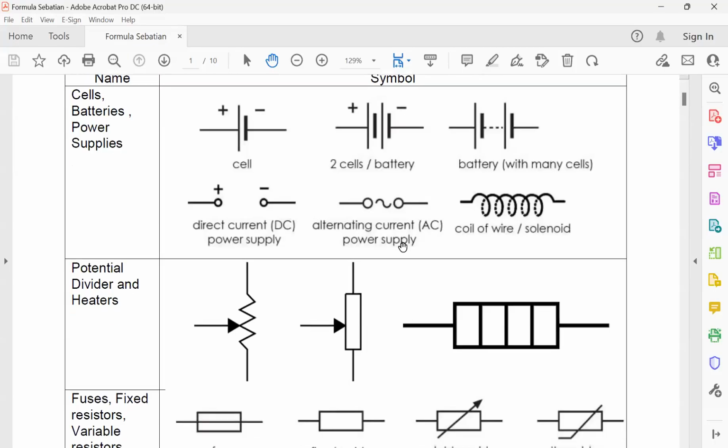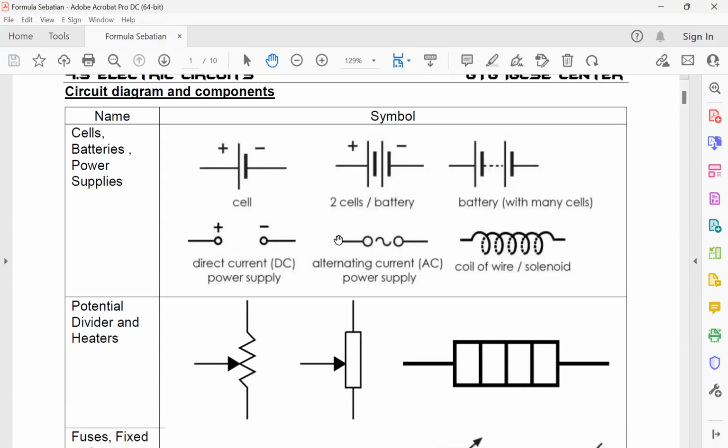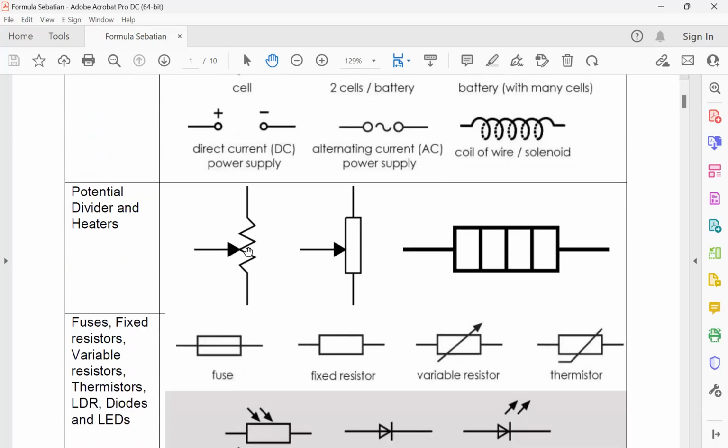What else? Oh, the circuit symbols, you need to know. Variable resistor, thermistor, light dependent resistor, and what the diode looks like. These are all the things you need to know. Potential divider, usually they'll ask in paper 2.